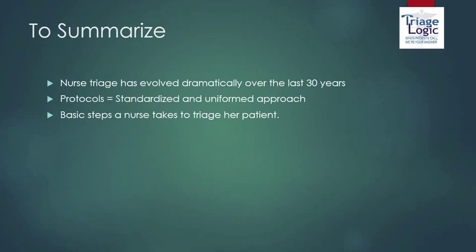In this video course, you have learned that while triage systems have been around for many years, it is only in the last 30 or so years that telephone triage has evolved dramatically from a system of mostly manual forms and nurses or other medical personnel winging it when giving advice to patients, to a system that uses highly specialized technology to assure that all patients are triaged using standardized algorithms and given accurate dispositions and care advice. We went over how using protocols gives the nurse a standardized and uniform approach to assessing her patient and went over the basic steps a nurse takes to triage her patient.